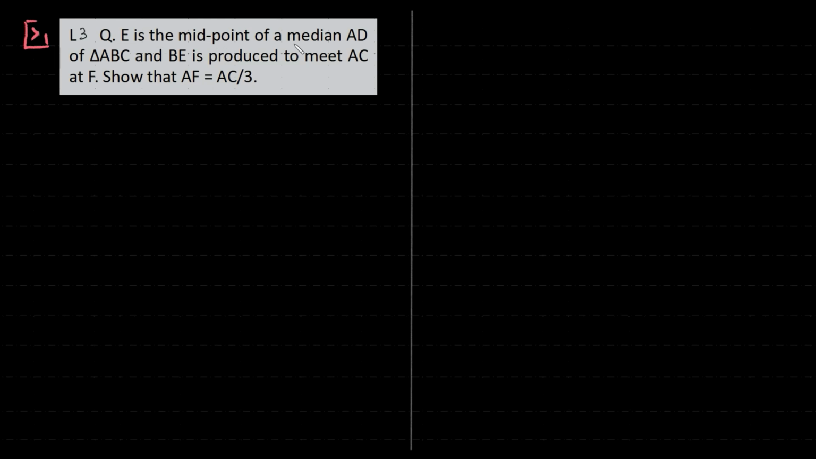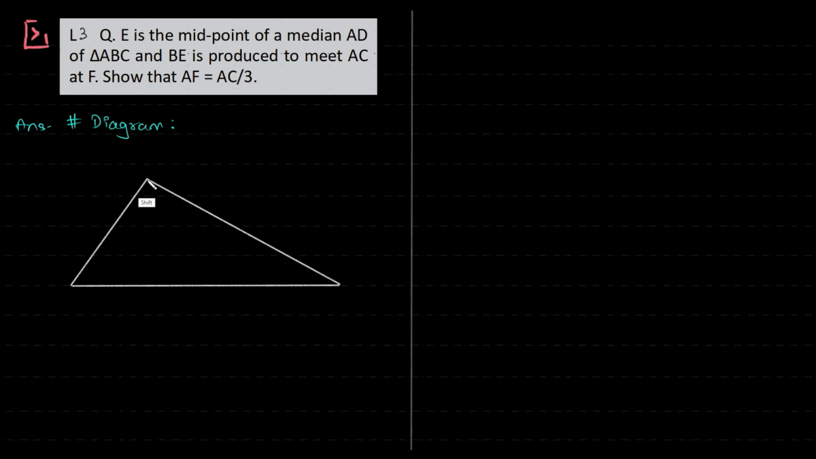E is the midpoint of a median AD of triangle ABC. So let's start off with that aspect of the figure. So what do we have? We have a triangle ABC. So that's ABC, and we have AD is a median.